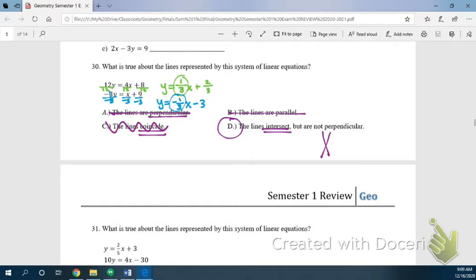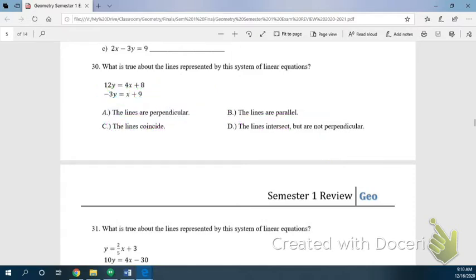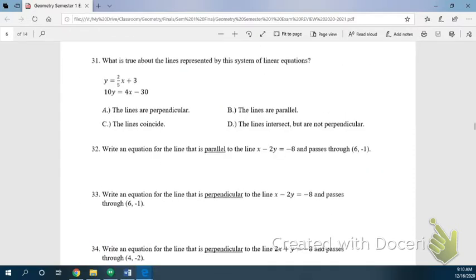Very good. This next one is very, very similar. You have to find that y equals mx plus b. So it says, what is true about these lines? We have y equals mx plus b for this first one, so the slope is 2/5. The next one, when I divide by 10, I get y equals mx plus b. 4 over 10 reduces to 2/5. So 2/5 is our slope. Since the slopes are the same, the lines are parallel.